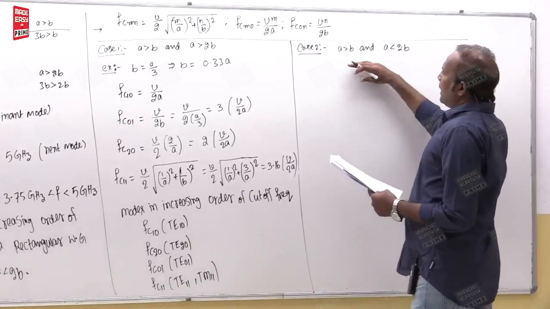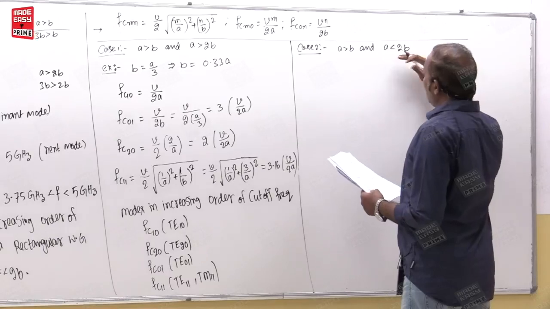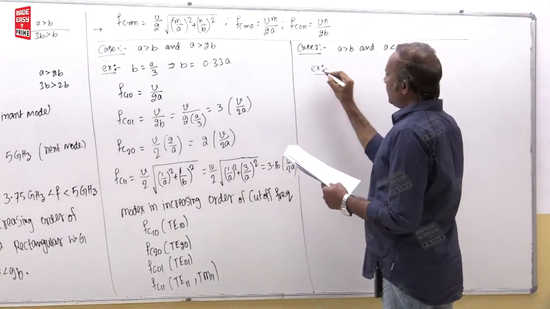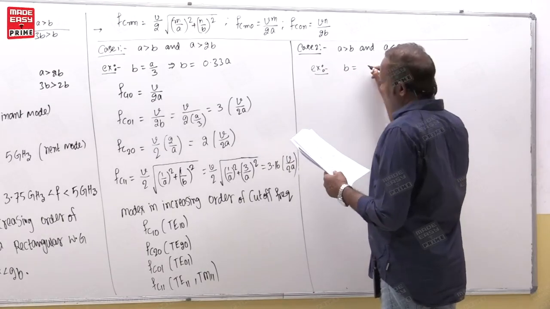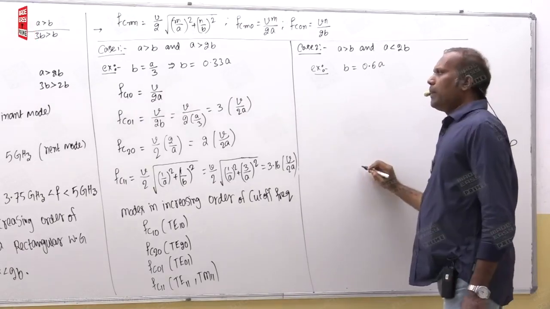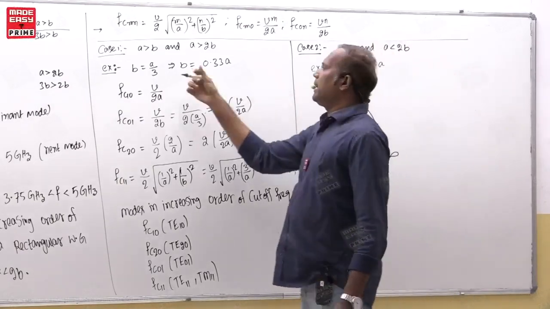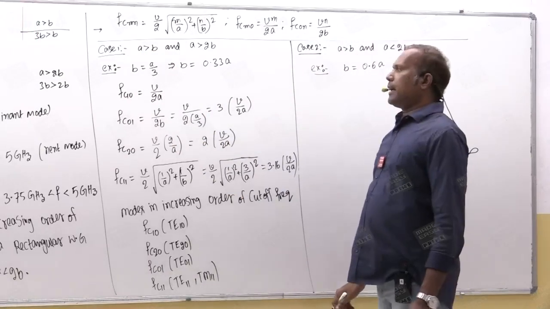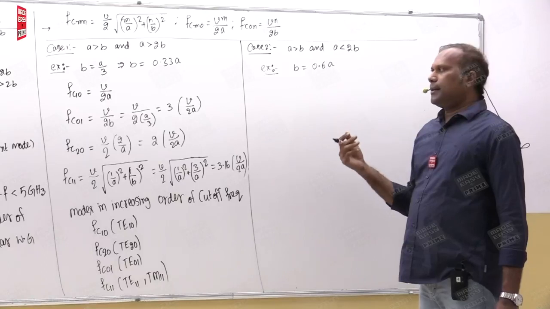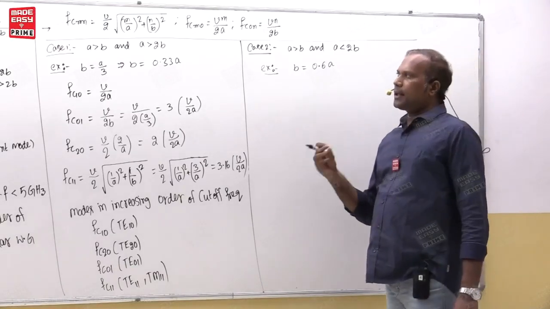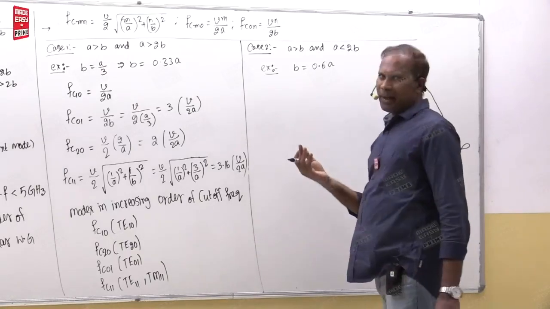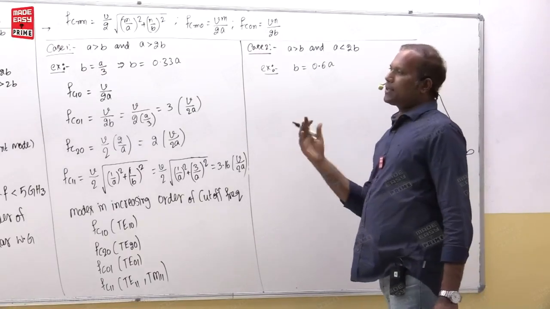Now here, if a greater than b and a less than 2b, here also we will take one example. I will take one example that b is equal to 0.6a. Students, you may ask me a question, here also a greater than b is taken. Yes, in the rectangular case, it is standardized, it is decided that a is always bigger. Any one of them should be bigger. They have decided a as the bigger one.